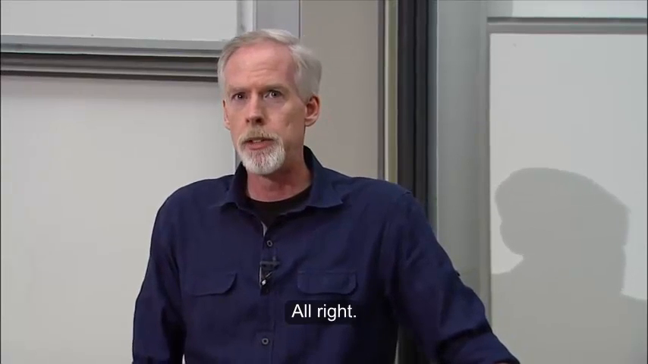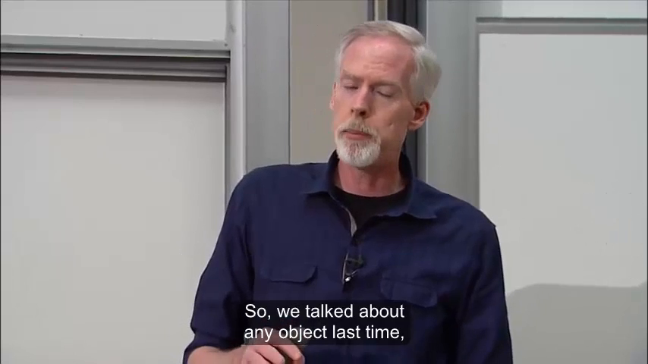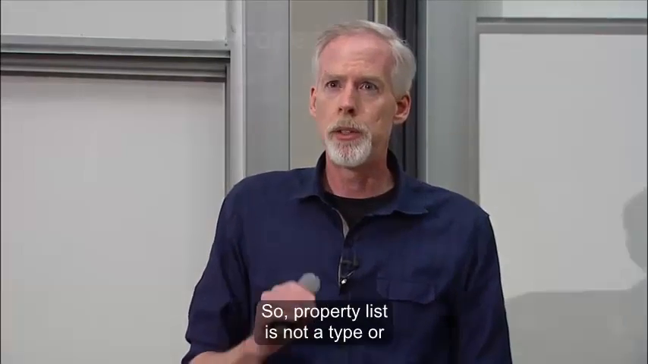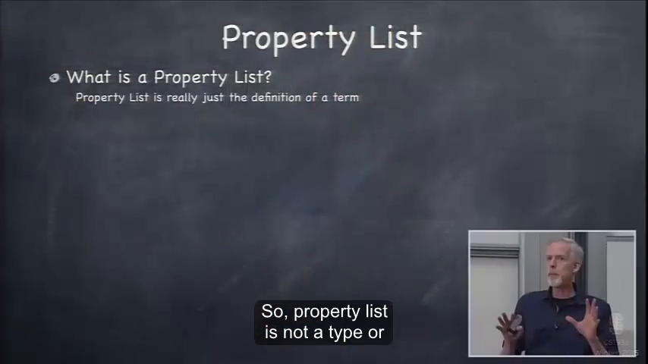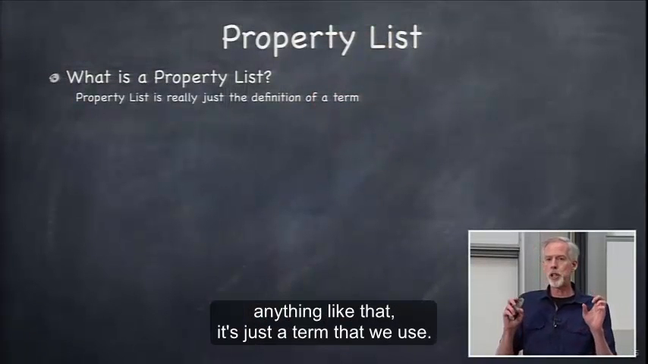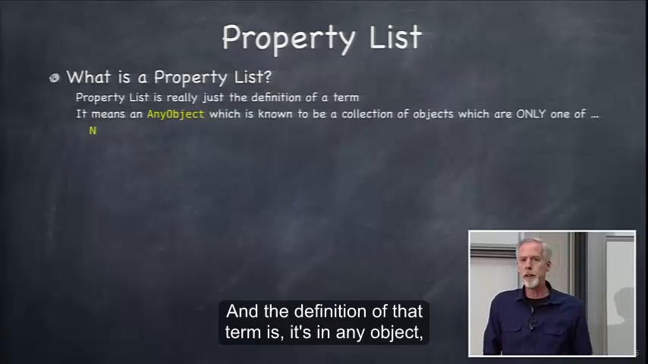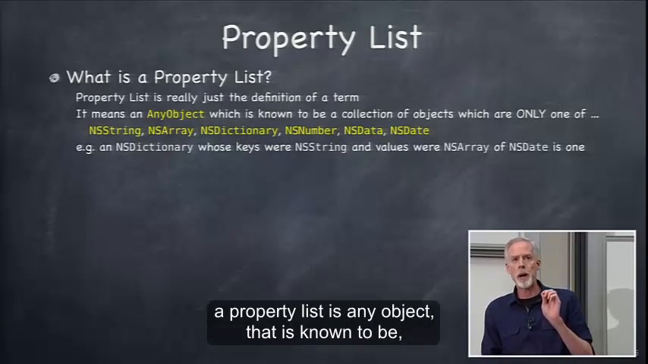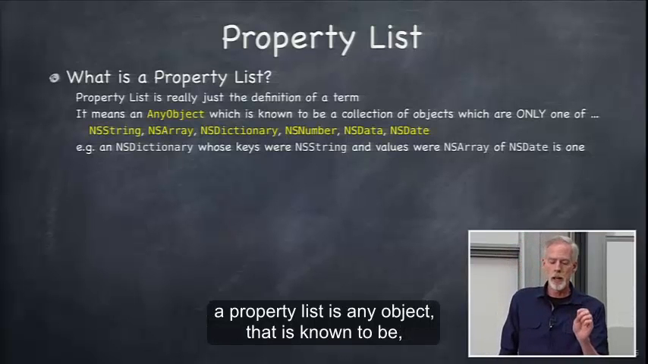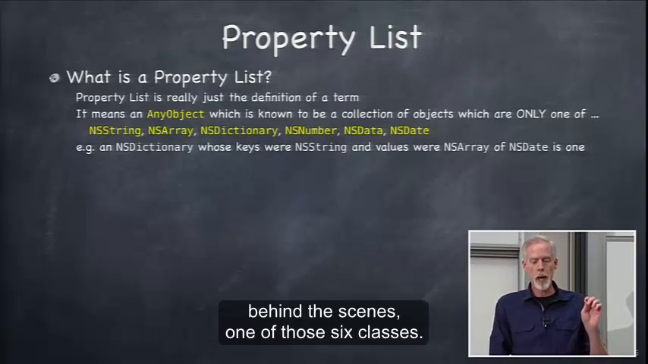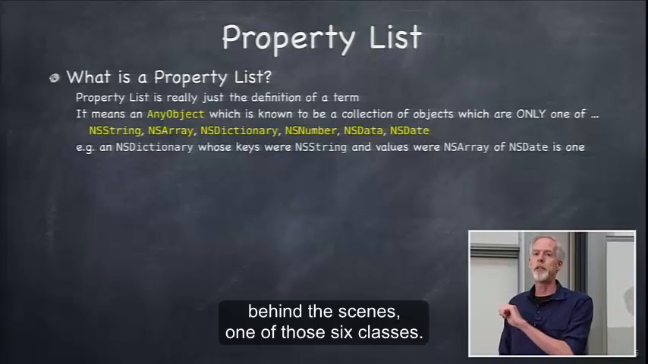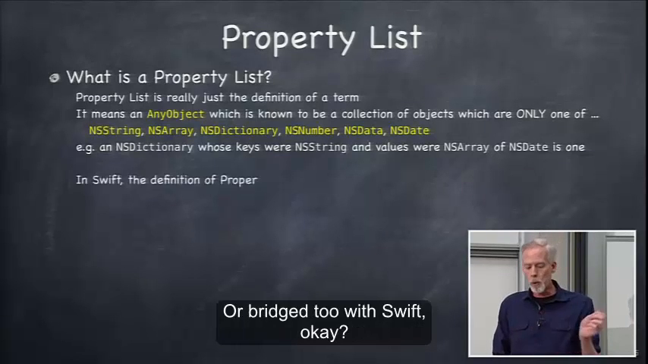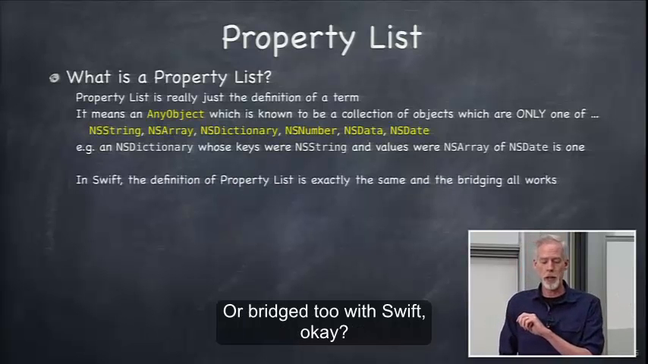All right. So we talked about AnyObject last time, and I'm going to talk about a use of AnyObject, which is called property list. So property list is not a type or anything like that. It's just a term that we use, and the definition of that term is it's an AnyObject. A property list is any object that is known to be, behind the scenes, one of those 6 classes: NSString, Array, Dictionary, NSNumber, NSData, and NSDate. Or bridged to with Swift, okay?